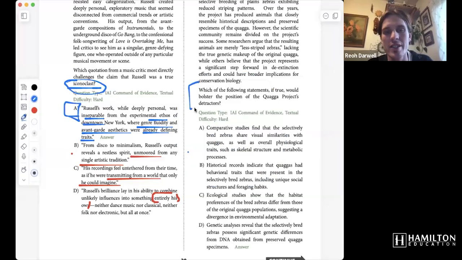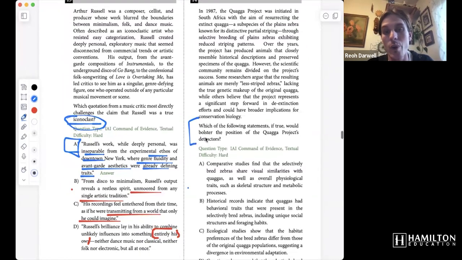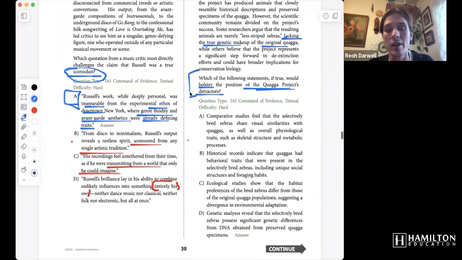All right, so the question itself of 14 is really tricky. We are looking to bolster, meaning support, those that detract from the Quagga project, okay? So the people who say the Quagga project isn't legit, that's who we're looking to support. So what do the people who say that this doesn't work say? They say that the true genetic makeup of the original Quagga doesn't exist in the new Quagga, right? So this new Quagga isn't actually a Quagga, its genes are wrong. So we want to see an answer choice which says that.